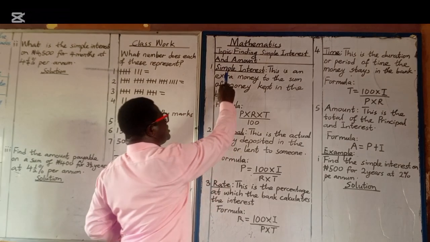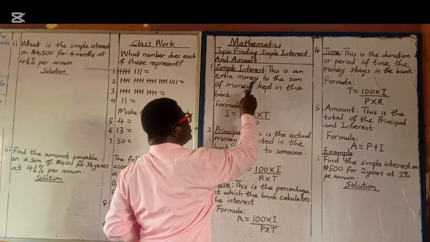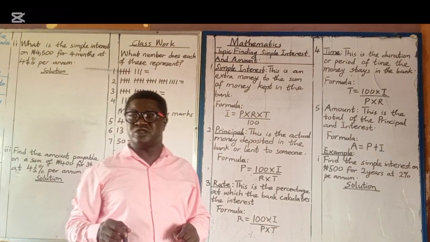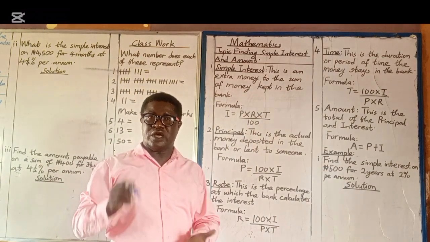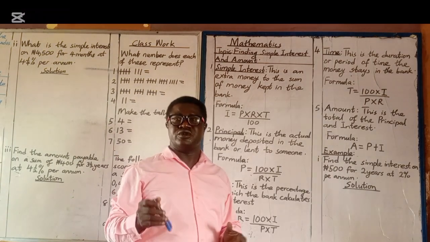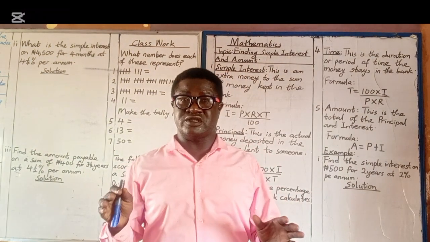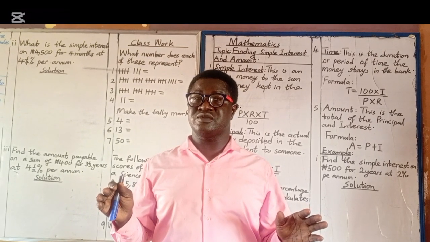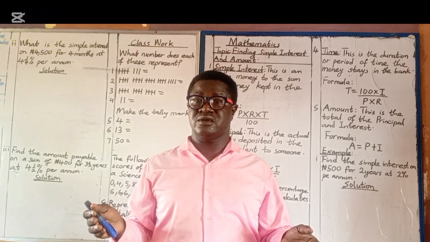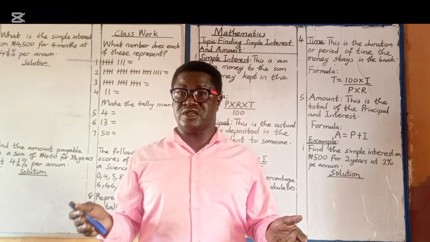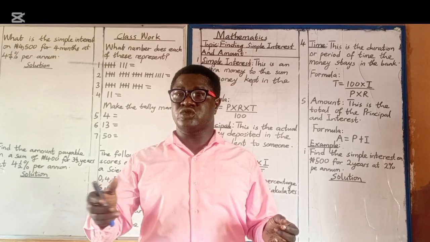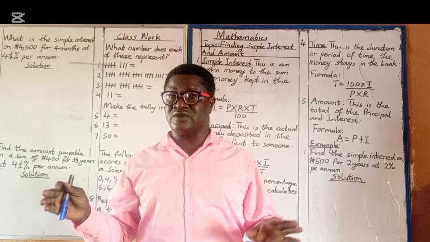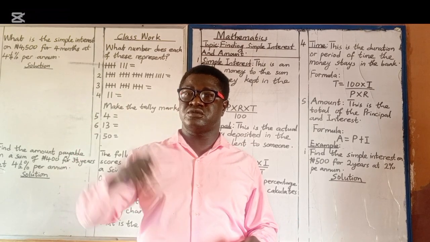Now, simple interest. This is an extra money added to the sum of money kept in the bank. It is an extra money you get when you save your money. For example, if you save 50,000 naira and you leave it in the bank for let's say 6 months or 1 year, depending, in a savings account, by the time you want to withdraw the money, you are not going to withdraw just 50,000 naira. The money would have grown.